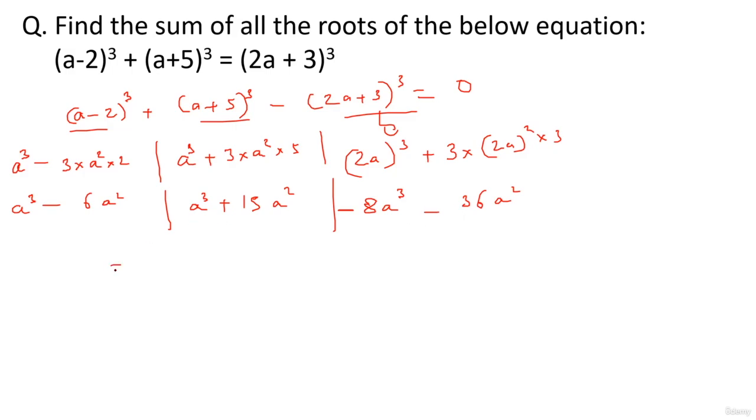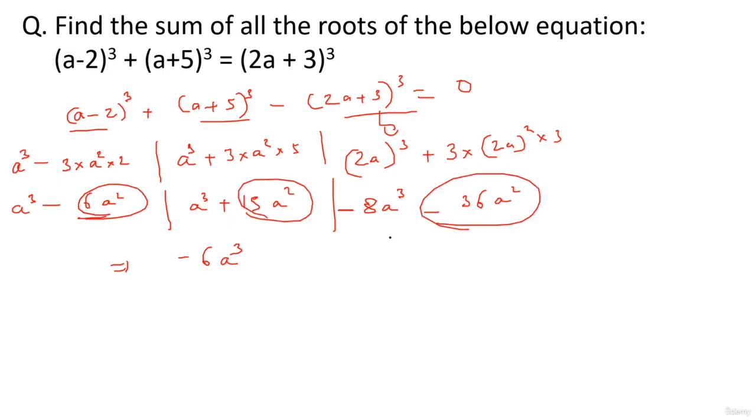So now this entire expression is a cube plus a cube minus 8a cube, which is minus 6a cube. Minus 6a square plus 15a square minus 36a square, that is 15 minus 36 is minus 21, minus 6 is minus 27. So minus 27a square. So now it is basically a third degree equation, starting with minus 6a cube minus 27a square.